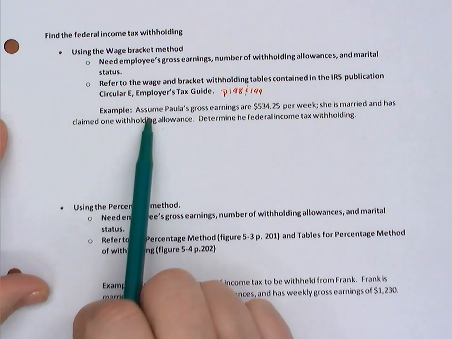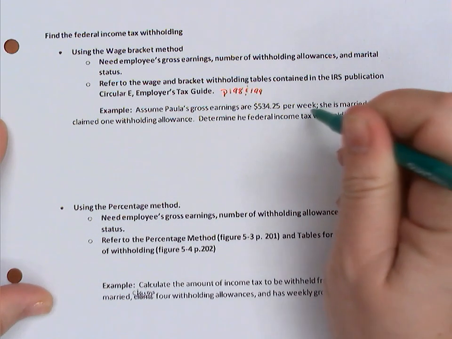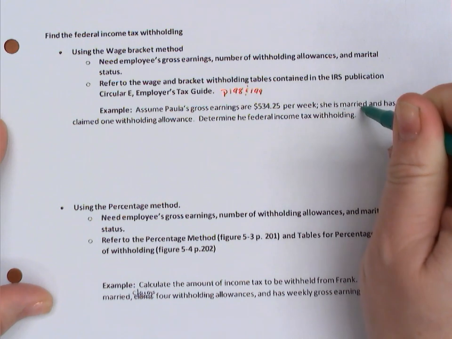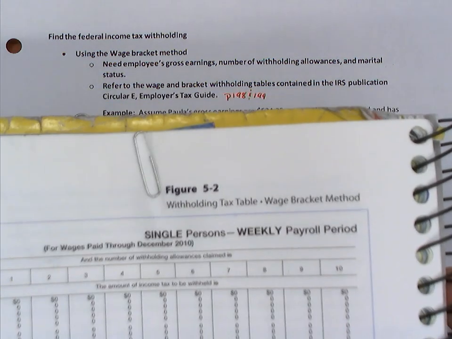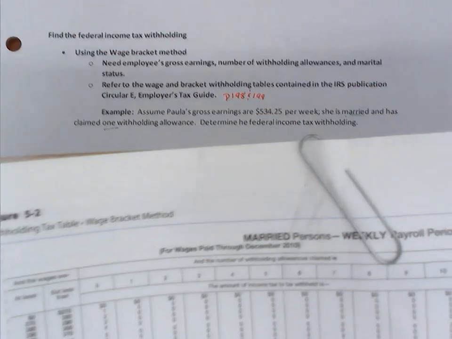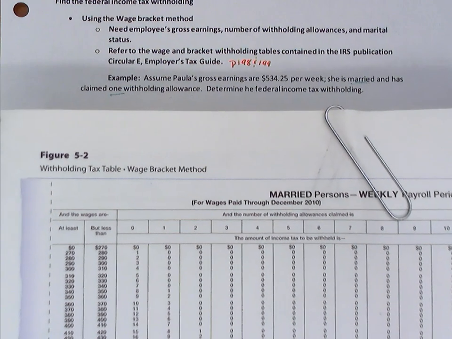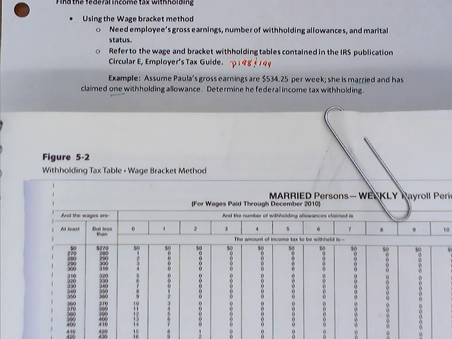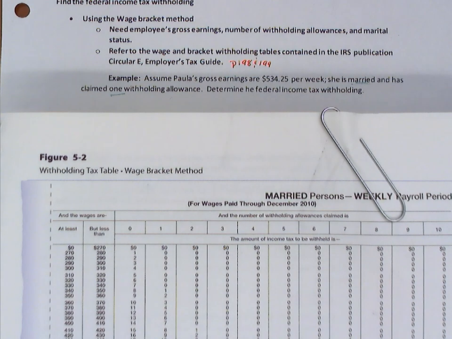This employee, Paula, has gross earnings of $534.25. She's married and has one withholding. So then I go to the wage bracket, to the right one. She is not single, so I go to the married one. And she is married, and she makes $534. So I go down this column right here until I get to $534.